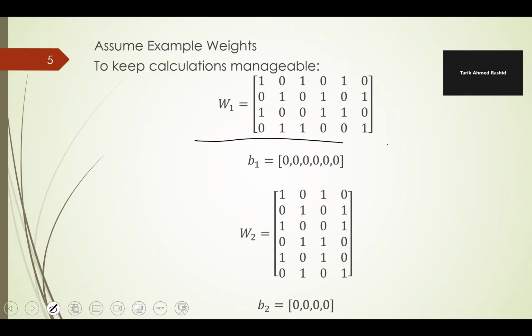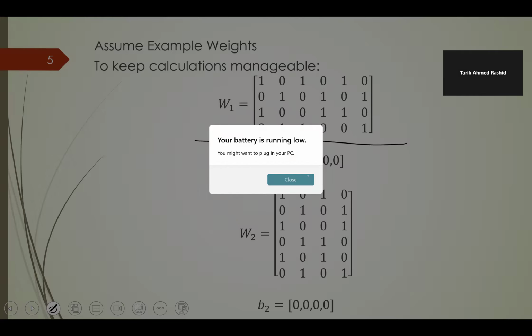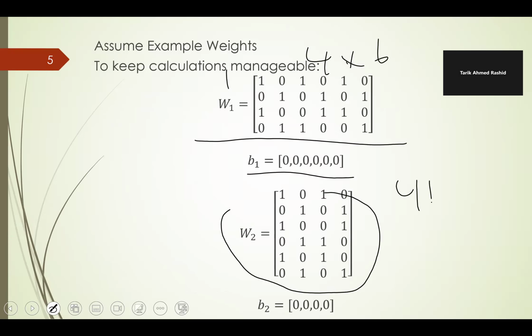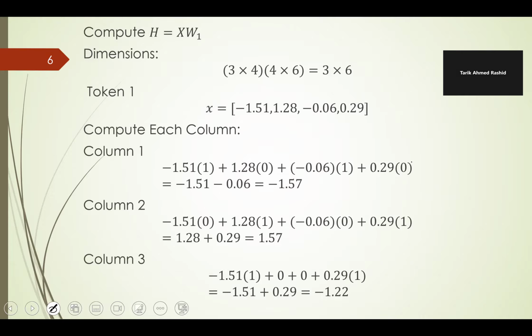Now, here is the assumption of our weight matrix. So we have 4 rows by 6 columns, W1 is 4 by 6, and a bias as well, one array of bias for that weight matrix. And now we also have weight matrix 2, which is 6 by 4, and bias is 1 by 4. So now let's compute the first hidden layer, which is x multiplied by W1.